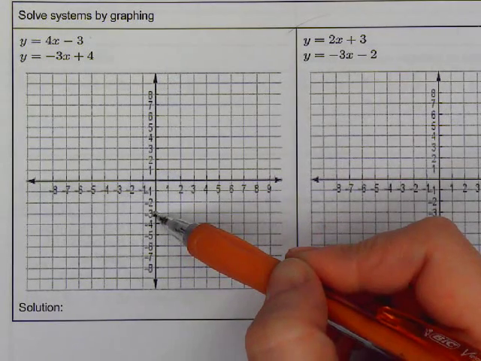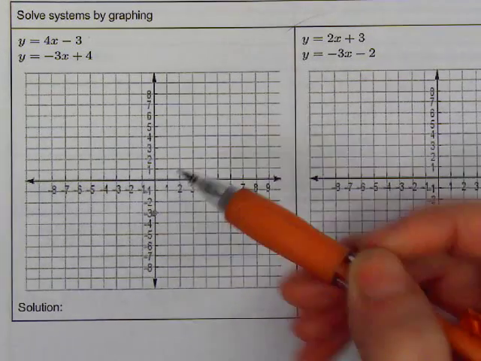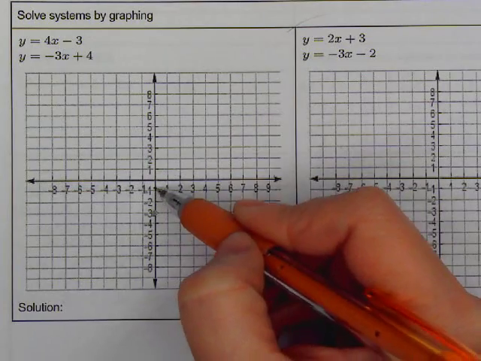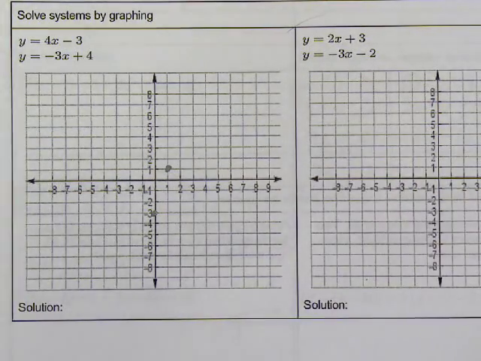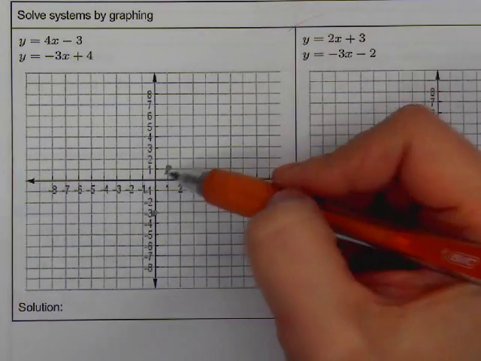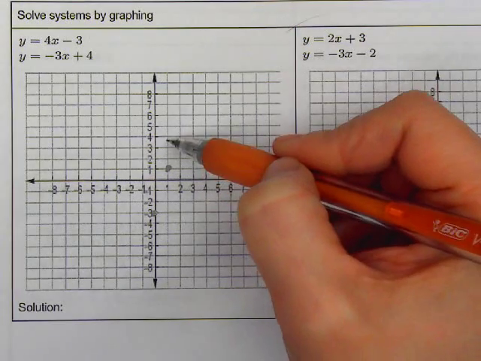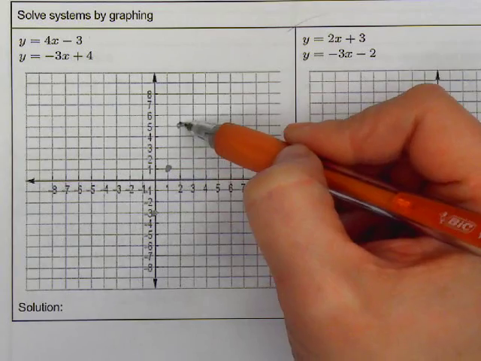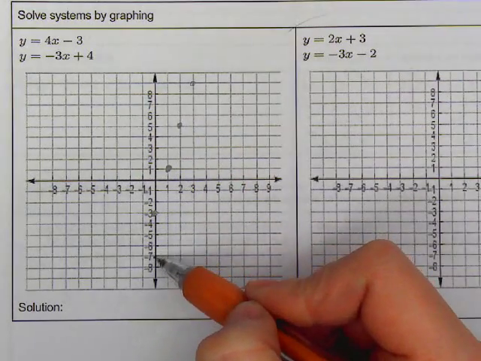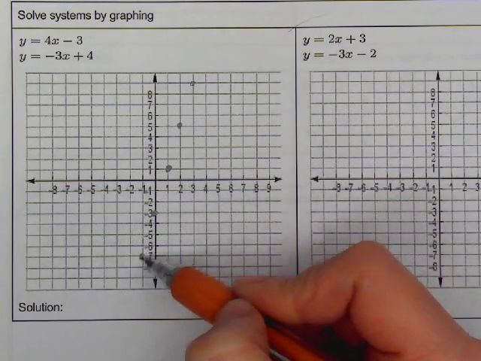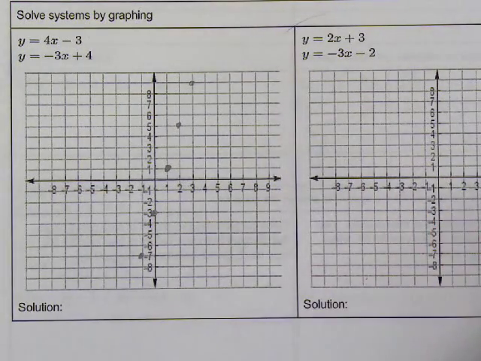I can keep going from there, which is a good idea when you're solving a system. 1, 2, 3, 4 over 1. And then I can also go backwards to backfill those, but I don't necessarily have to. And when you're solving a system, it's a good idea to use a straight edge to make your line, because if you're looking for where they cross, it's a good idea to make sure you've done it as accurately as possible.